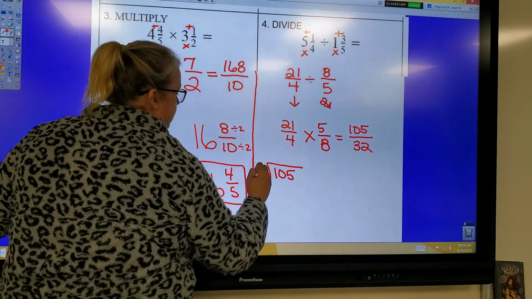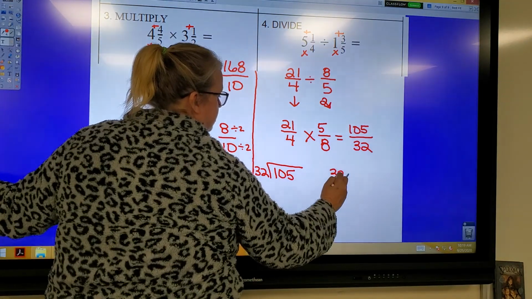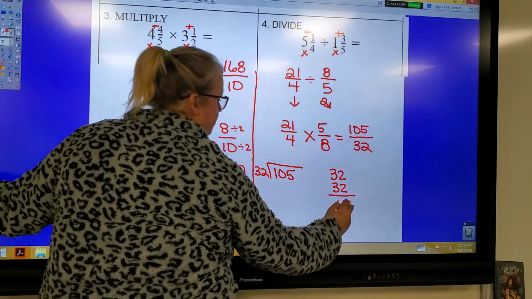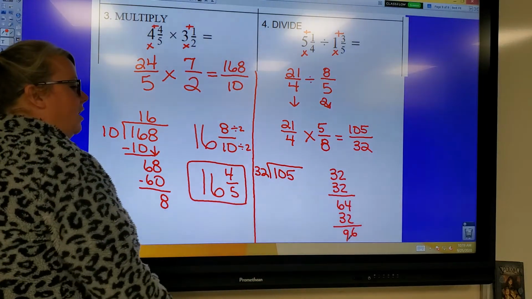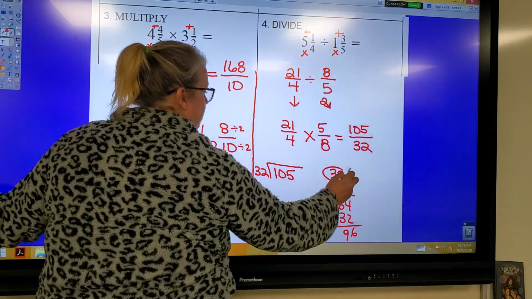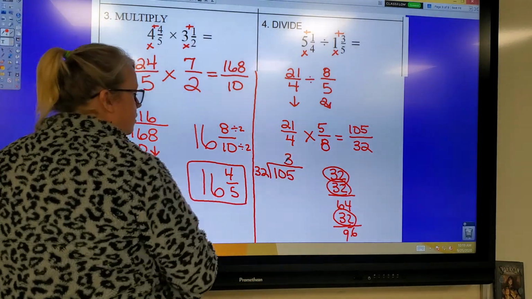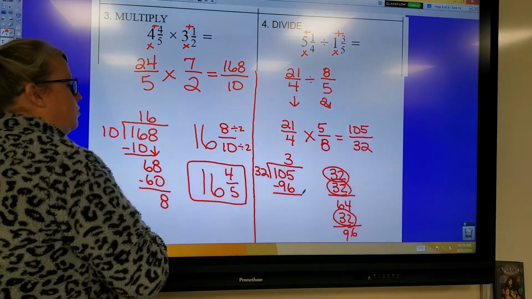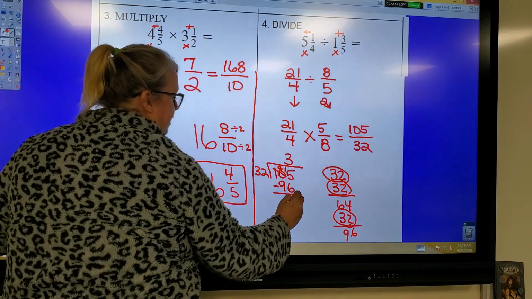Now, unfortunately, there's not any quick way of doing this. I would just add 32 plus 32, that would give me 64. So that would be 32 times 2. If I add on another 32, that would give me 96. There's no way that I could add on another 32 without going over 105. So 96, that would be 32 times 3, 3 32s. 3 times 32, once again, is 96. So we need to subtract 105 minus 96. That's going to give me 9.